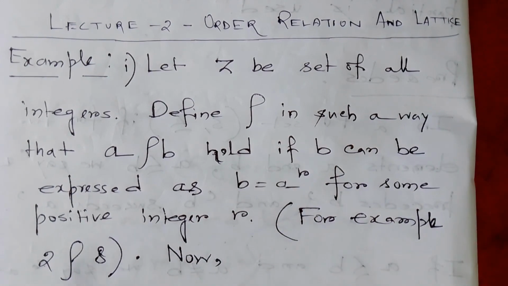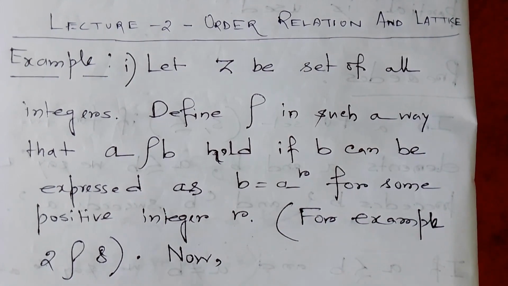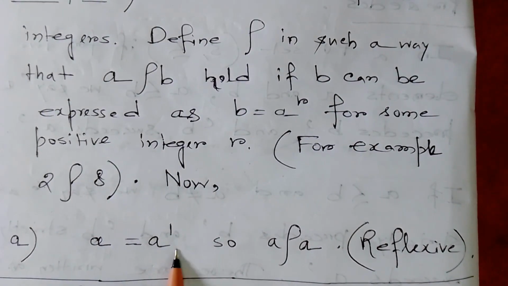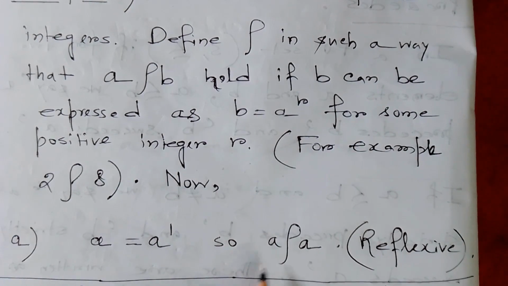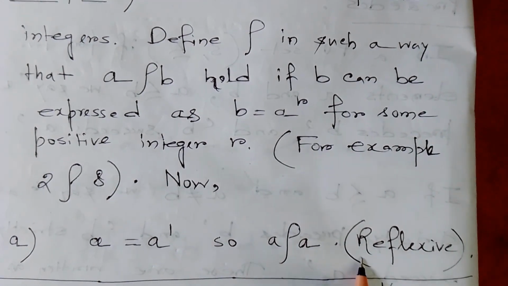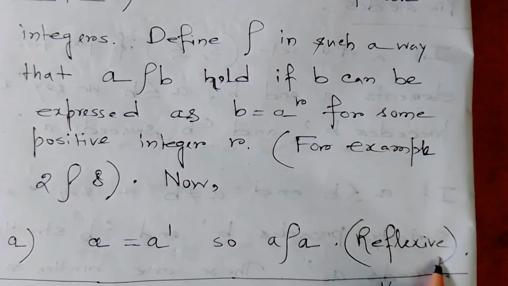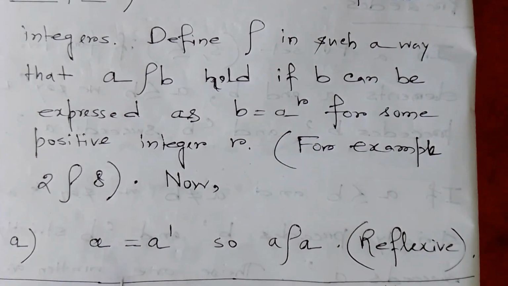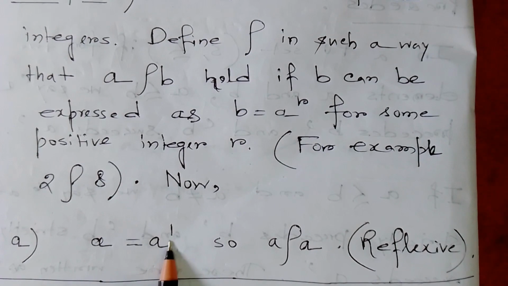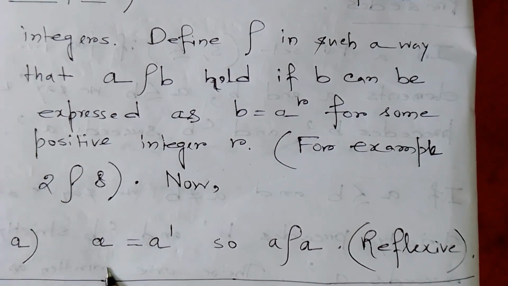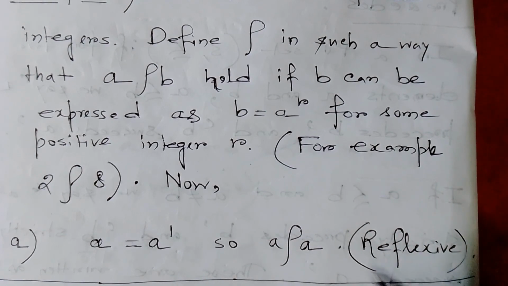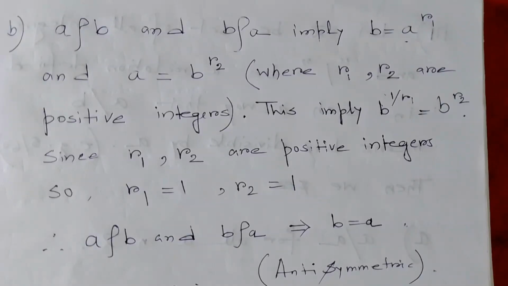For example, 2 rho 8. A is equal to A to the power 1. So A rho A. So the reflexive property is satisfied here, because A to the power 1 is equal to A. So the first condition to be a POSET, that is reflexive, has been satisfied.